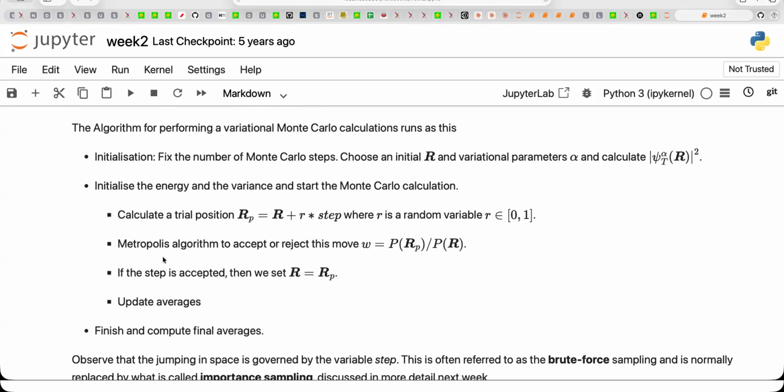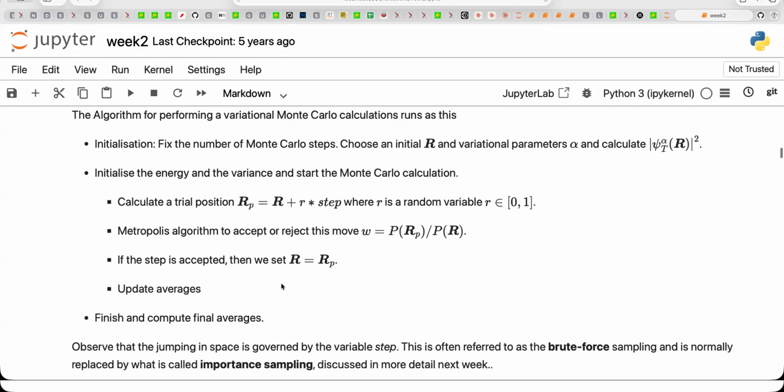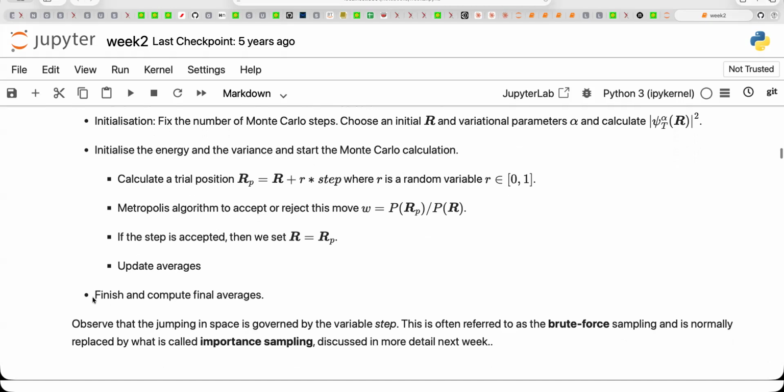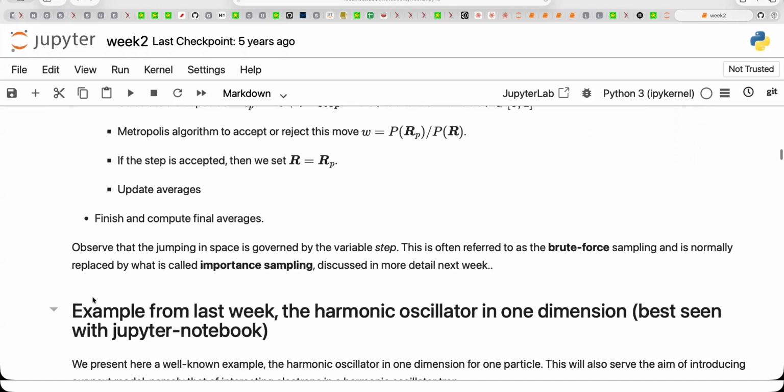There's something called Gibbs sampling. There is also something called Langevin sampling, and many other ones. But the Metropolis one is the method of choice because it's easy to implement and it's fast numerically. Gibbs sampling is also another possibility. If the step is accepted, you set the new position to the suggested one, and then you keep moving and update averages, and finally you compute the final averages.